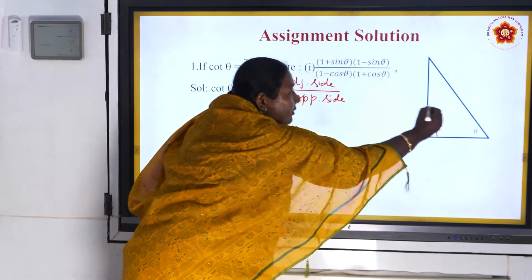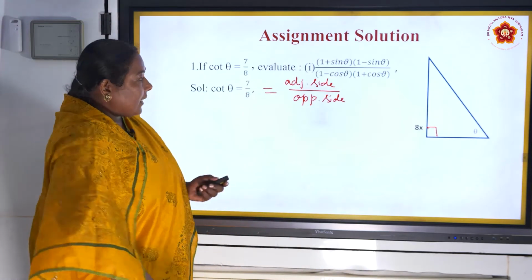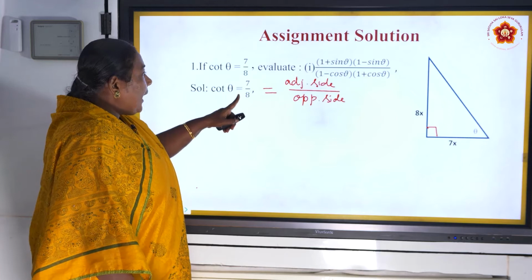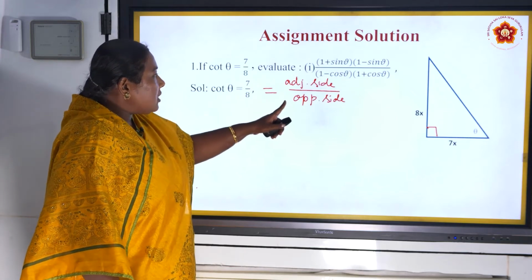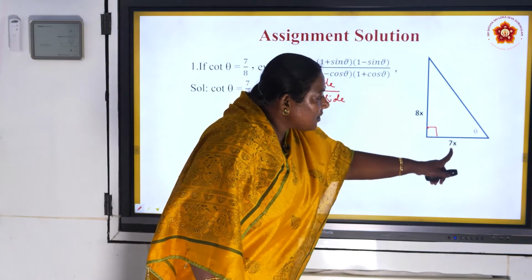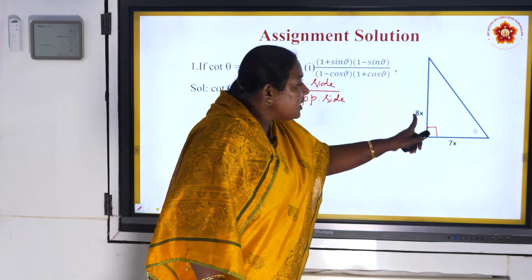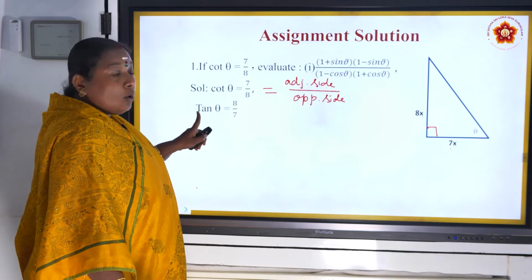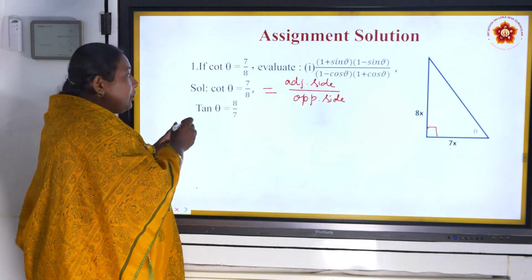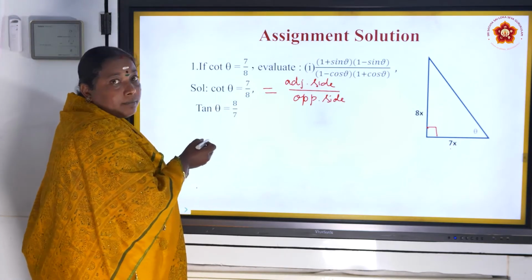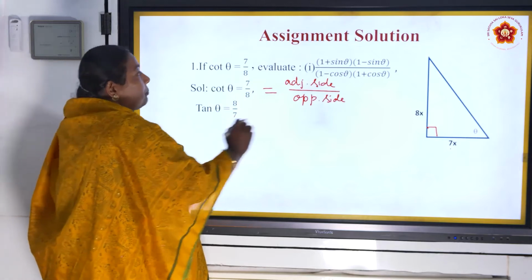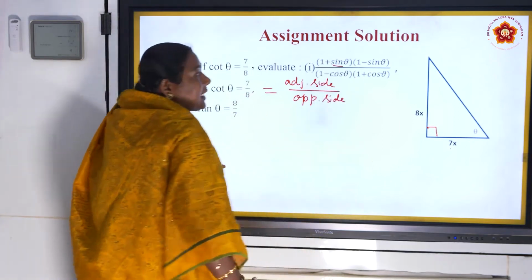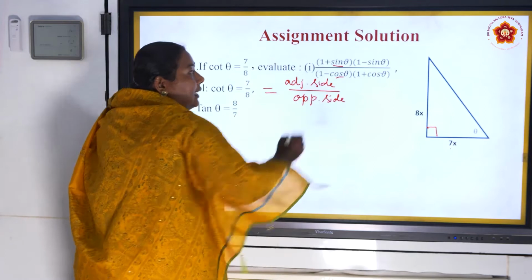So let us have this as 90. Next, 7 by 8, that means adjacent by opposite side. Theta's adjacent side is 7, opposite side is 8. Okay, next, what will the tan value be? 8 by 7, right?